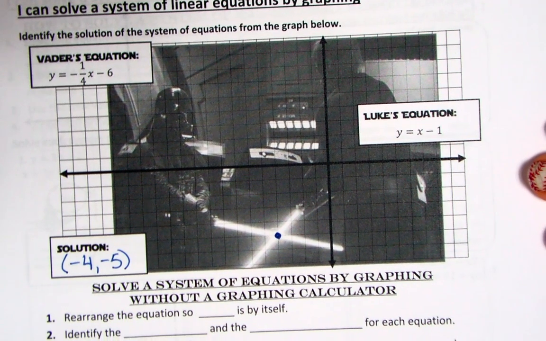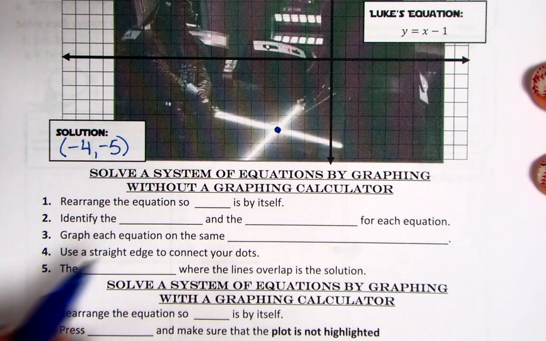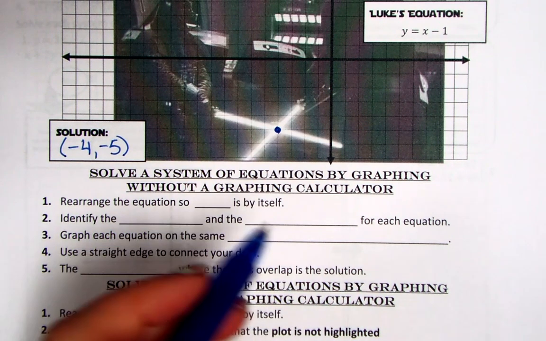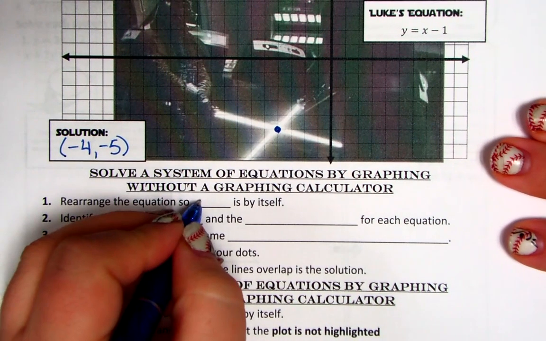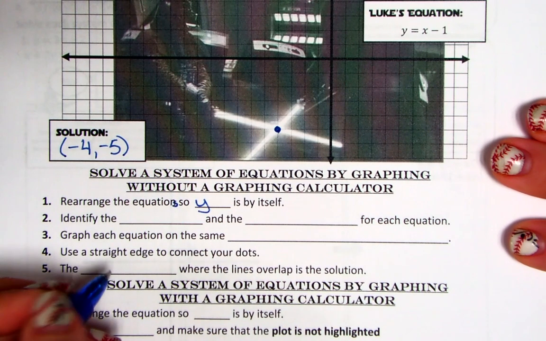I'm going to show you two different ways. One way is the way that you guys are all used to, and it can always be the fallback if you get to the quiz or to the test and you have forgotten how to use your calculator with it. But solving a system of equations by graphing without the use of a graphing calculator, you would first rearrange the equations, both of them, so that y is by itself.